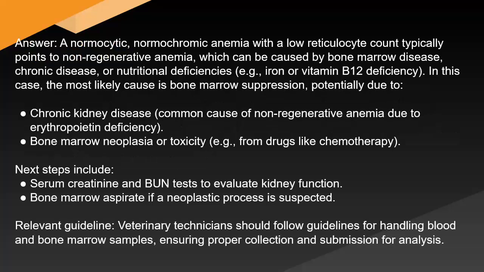Answer: a normocytic, normochromic anemia with a low reticulocyte count typically points to non-regenerative anemia, which can be caused by bone marrow disease, chronic disease, or nutritional deficiencies, e.g., iron or vitamin B deficiency. In this case, the most likely cause is bone marrow suppression, potentially due to chronic kidney disease, a common cause of non-regenerative anemia due to erythropoietin deficiency, bone marrow neoplasia or toxicity, e.g., from drugs like chemotherapy. Next steps include serum creatinine and BUN tests to evaluate kidney function, bone marrow aspirate if a neoplastic process is suspected.